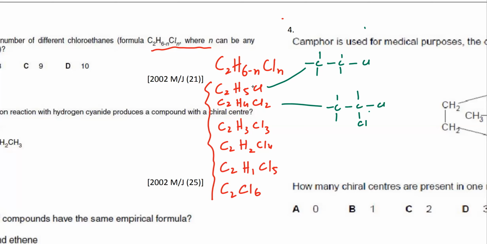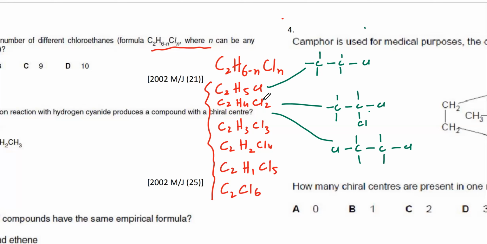But this one will have 2 versions. One of them would be that the Cls might be on opposite carbon atoms. So this particular molecule with 2 Cls, the 2 Cls could be on the same carbon atom or they could be on opposite carbon atoms. So there would be 2 versions of this one. Is this clear?